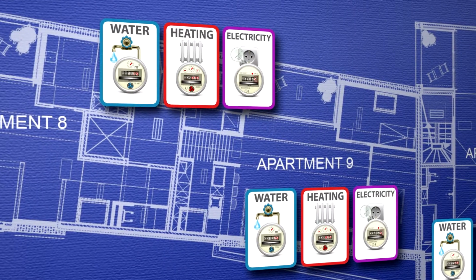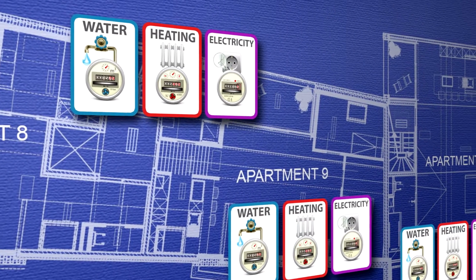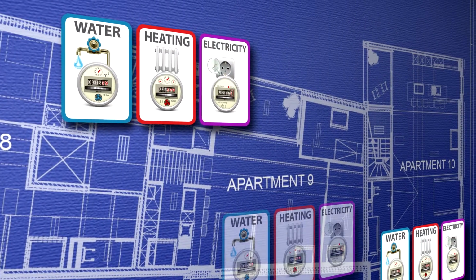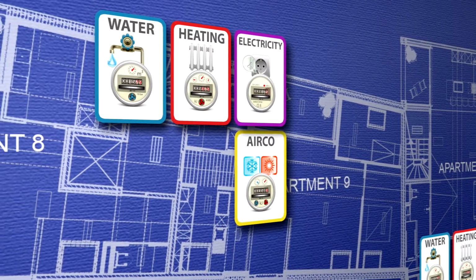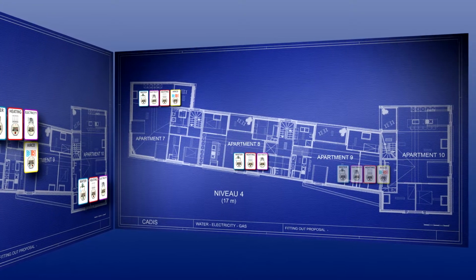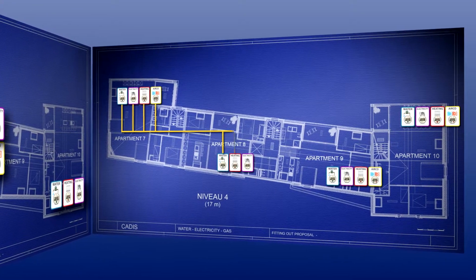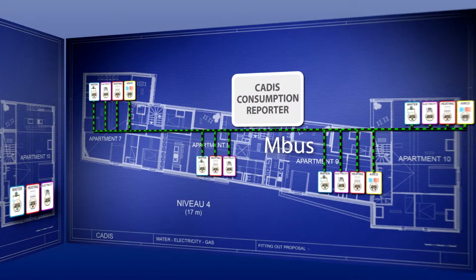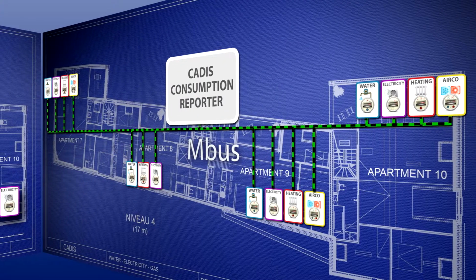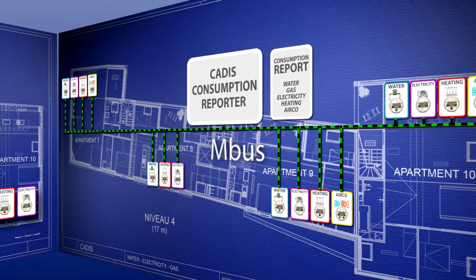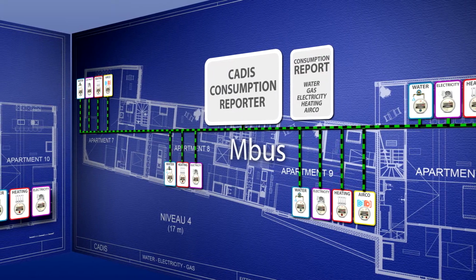The measurements are not just limited to water, gas and electricity. Central heating and air conditioning are also accurately recorded. The consumption meters are spread over the entire building and send their data via the open M-Bus protocol. This consumption data is collected centrally, organized and ultimately incorporated in reports.